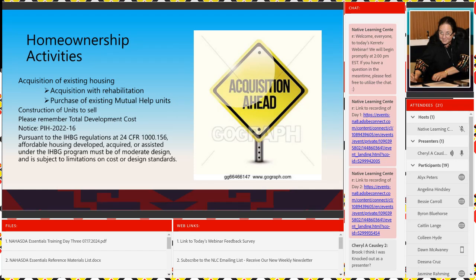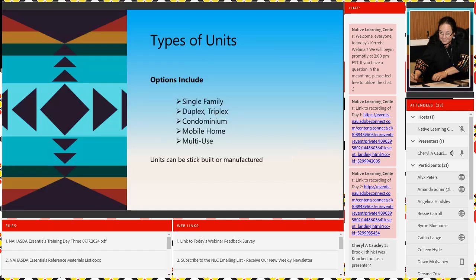Remember, total development costs, that PIH 2022-16, we can only spend so much money. Pursuant to the regulations at 1,156, affordable housing developed, acquired, or assisted under your block grant program must be of moderate design and subject to limitations on cost or design size. Types of units: you can do single family, duplex, triplex, condominium, mobile home, multi-use, apartment buildings.